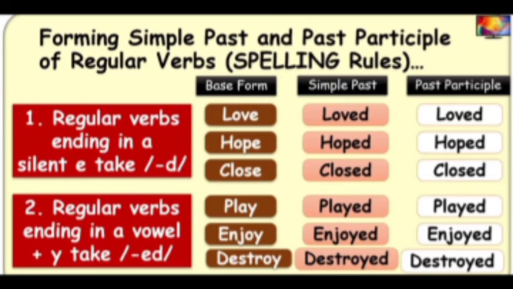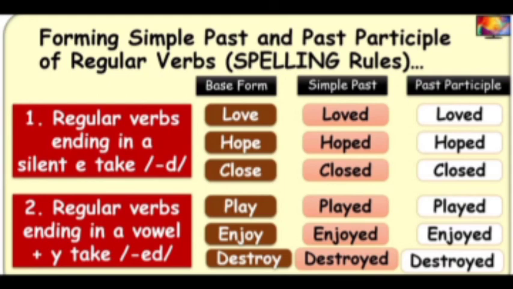Now, the second rule. Regular verbs ending in a vowel plus Y take ED. Alright? For example, play. We can see that the word play ends with A and Y, so it will take ED to form its simple past and past participle forms. Play, played, played. Enjoy, enjoyed, enjoyed. Destroy, destroyed, destroyed.